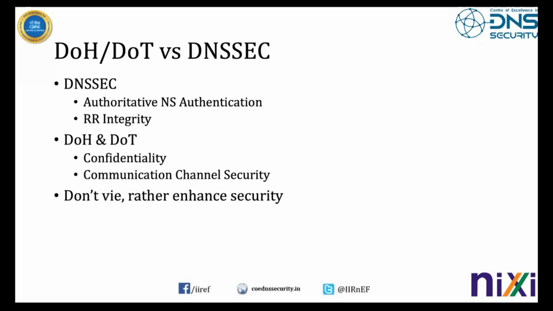Now DoH versus DoT versus DNSSEC. We have already seen that DNSSEC is only for the authenticity and integrity of the record. So whatever response I am getting is authentic; it has not been altered or changed. But DoH and DoT are for the confidentiality part. Whatever response is there is encrypted on the channel, so it is only for channel security. If we can use both, we will get complete authenticity, integrity, and confidentiality.